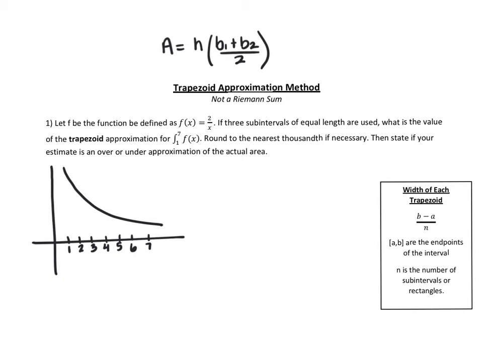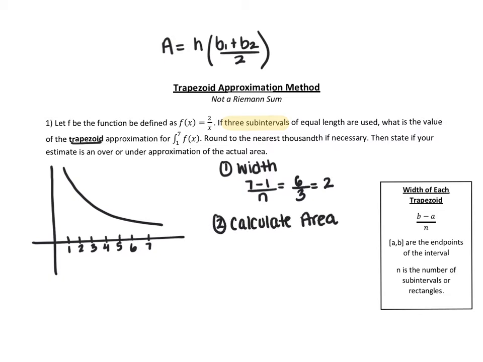I need to first do the same thing as we've done before, which is find the width. Remember, the width is b minus a over n, where n is the number of subintervals. In this particular problem, we're still using 3. So 7 minus 1 is 6, and 6 divided by 3 is 2. Each of these trapezoids, not rectangles, will have a width of 2. So let's calculate the area.